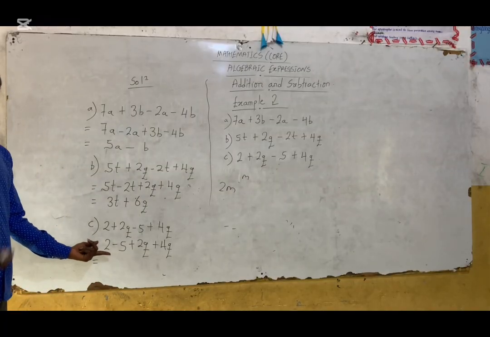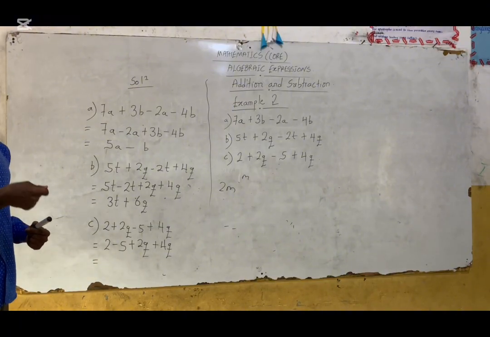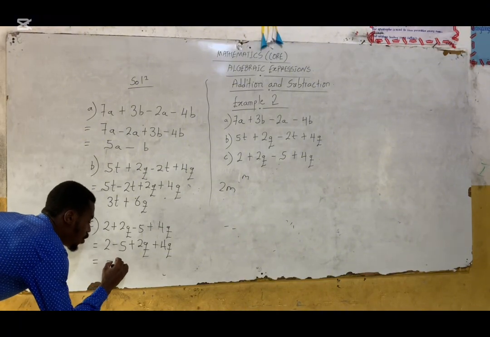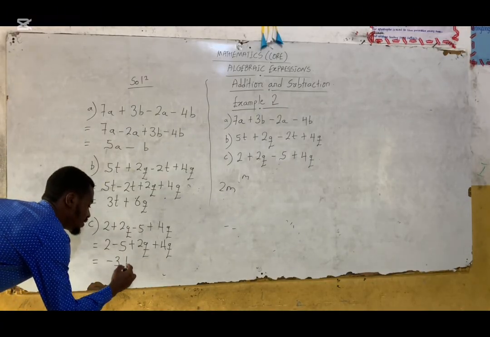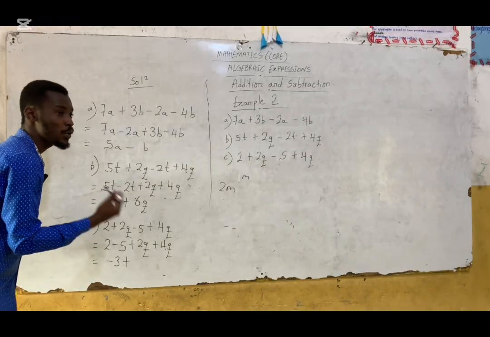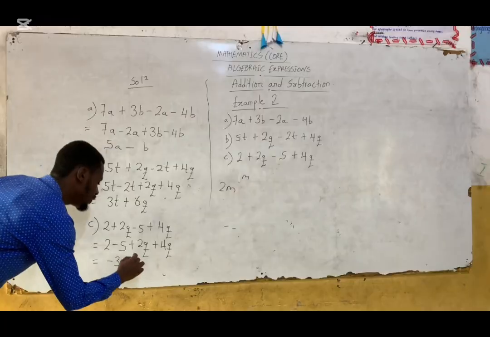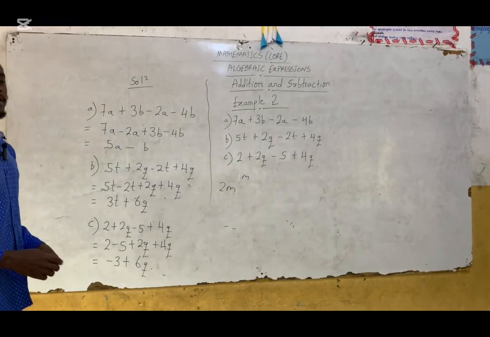2 is positive. I have 2 cedis and then I owe 5 cedis. If I pay with the 2 cedis, I'll now owe 3 cedis. Are we okay? Plus, what is 2q plus 4q? 2 queens plus 4 queens gives us 6 queens. And that is our answer.